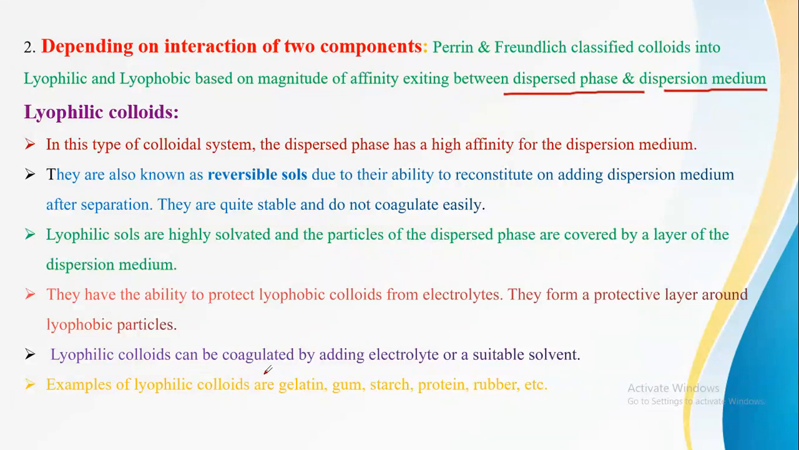Lyophilic colloids can be coagulated by adding an electrolyte or a suitable solvent. So naturally, the coagulation of lyophilic colloids does not take place, but when the electrolyte is added in a higher quantity, the lyophilic colloids can undergo coagulation. The examples of lyophilic colloids are all naturally occurring colloids, like gelatin, gum, starch, protein, rubber, etc.